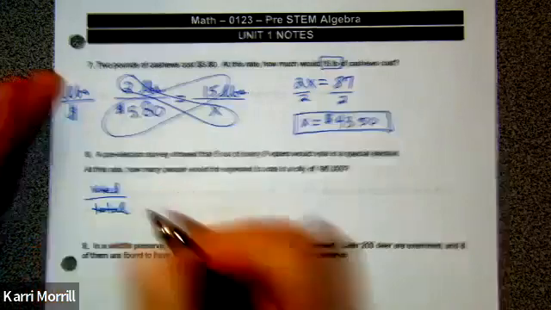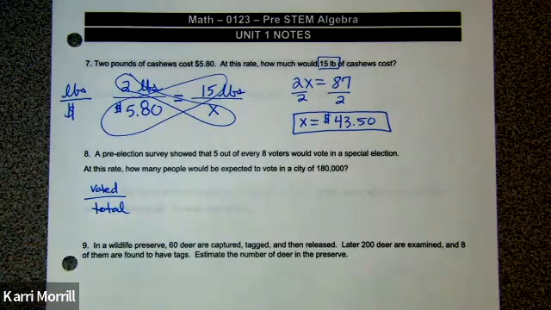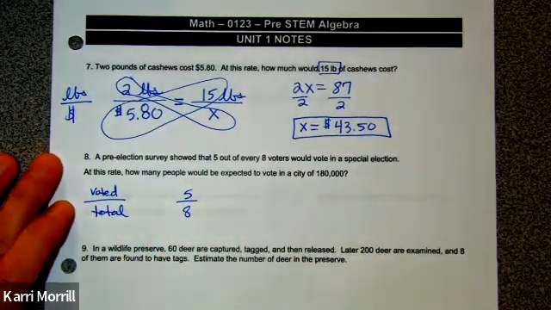If you have the same units, in this case people, it's probably a part out of a total. That's really what I meant to say. So 5 out of every 8 voters would vote in a special election. Say 8 of us are voters, but maybe it's a school board election or something. Maybe only 5 out of the 8 of you that usually vote may go vote for that. So we're going to make that 5 out of 8, just like that.